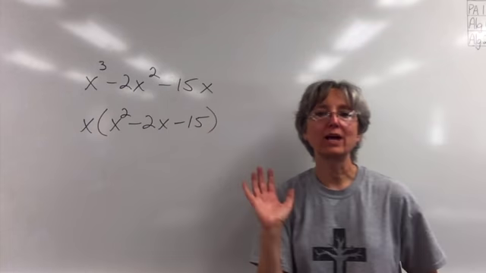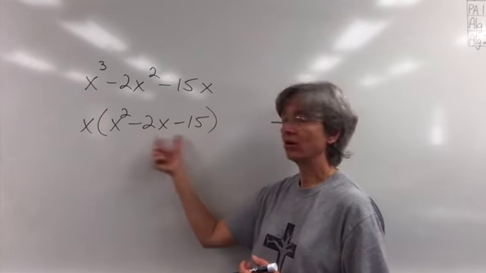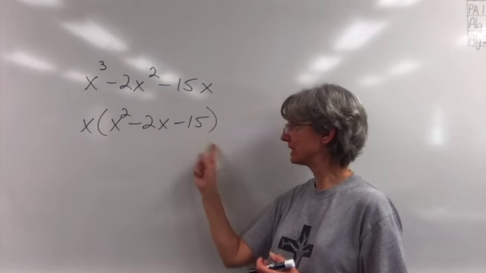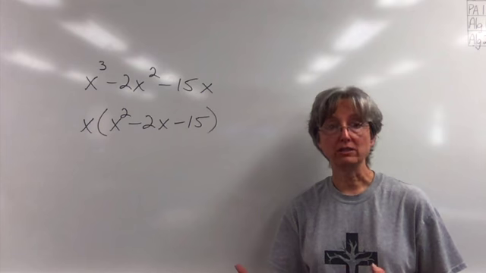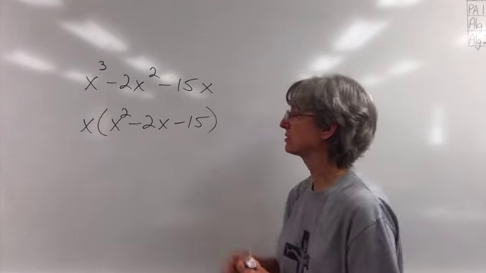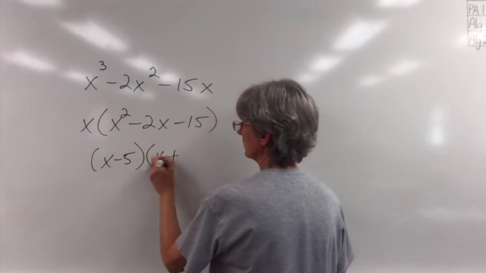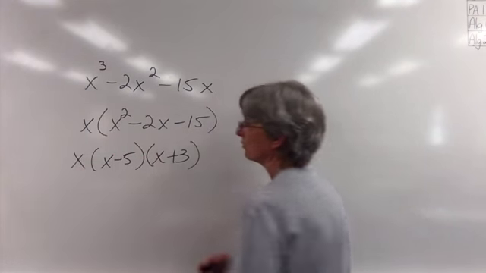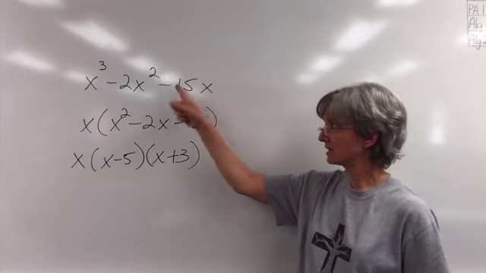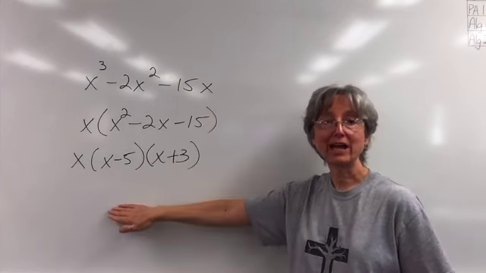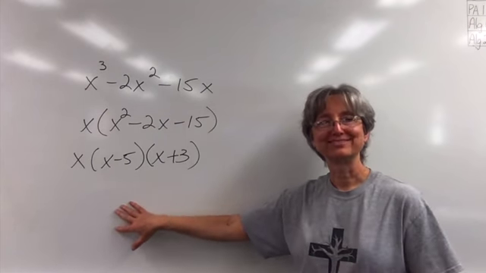Now I have a quadratic, and you know how to factor quadratics. So look at these. Are there factors of negative 15 that add up to negative 2? And there are. Negative 5 and positive 3. So this factors to be x minus 5, x plus 3. Don't forget the x out in the front. This is this cubic in factored form, all broken up into its little factors.